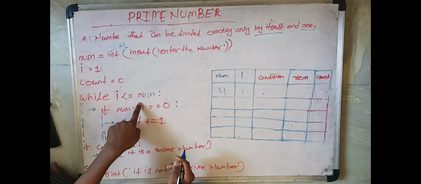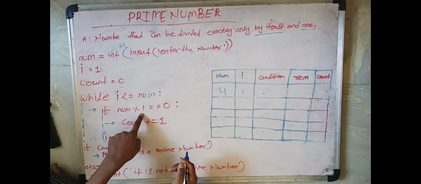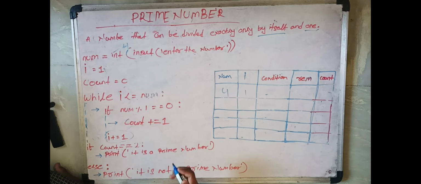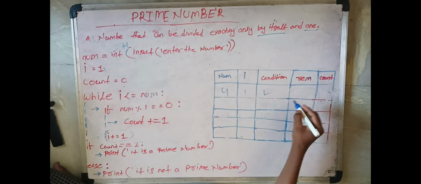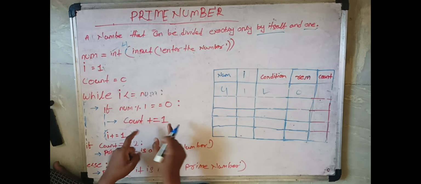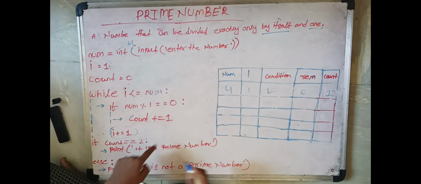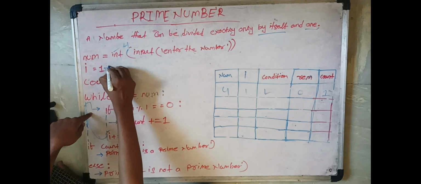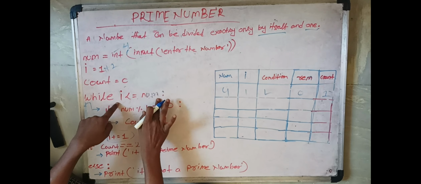The condition is true. If the condition is true, then it will check the if statement block: num modulus I equal to 0. So in this case, my condition is true, which means the remainder is 0. If the condition is true, then it will always count the value 1. Then I updation, then go to the same loop, I plus 1, then check I less than equal to num.